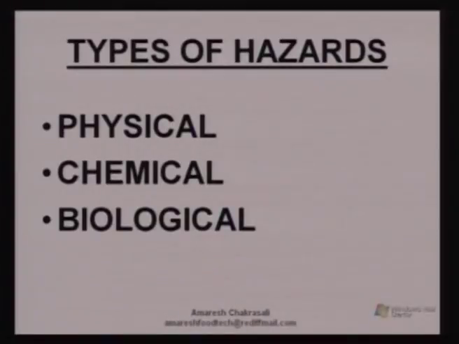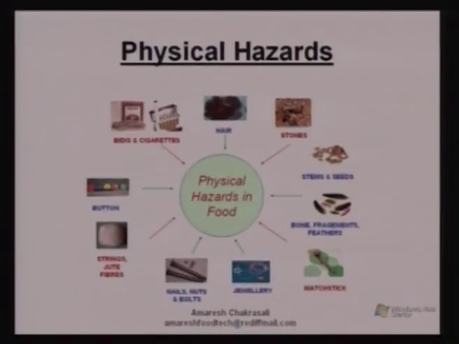Now we will come back to the major types of hazards. These are physical, chemical and biological. Just to show you some of the physical hazards, this can be anything from a hair, bone, a seed or a metal piece. Why all these things are listed is that, based on the process being followed, this can become a physical hazard if it becomes a part of the food.